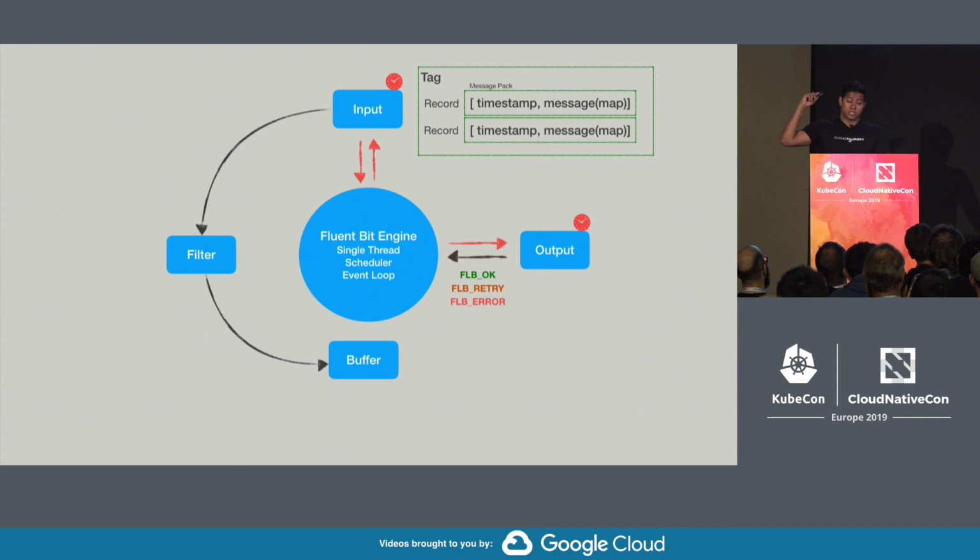And the last thing that the output plugin does, when it sends the data out, is it can respond back to the Fluent Bit engine saying, hey, everything went well, or something went wrong, can you retry sending that payload? And Fluent Bit will say, okay, I got that, I'm going to retry sending that same payload through, or error out and say, you know what, don't bother resending that data.